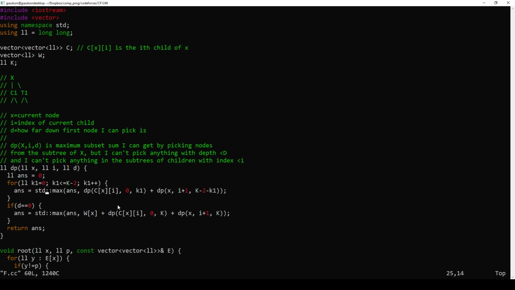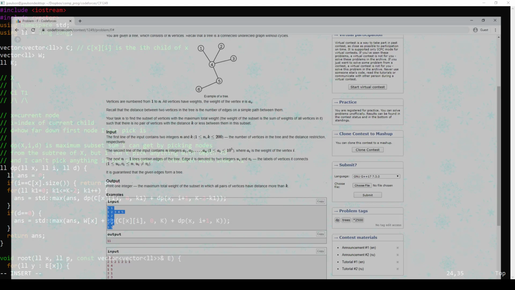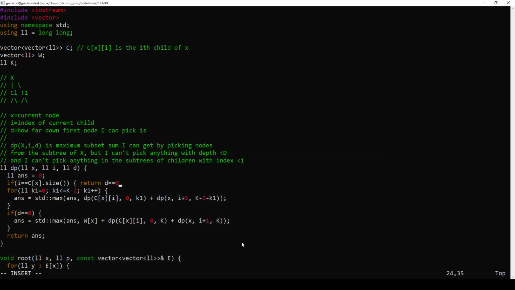So what are the problems? Well, one problem is that we're going to run off the end of this array. So that's not good. So if i is cx.size, then the only thing that we can do is possibly pick x. And is this always non-negative? Yeah. So if b is 0, then we should just pick x, and otherwise we can't pick anything at all.